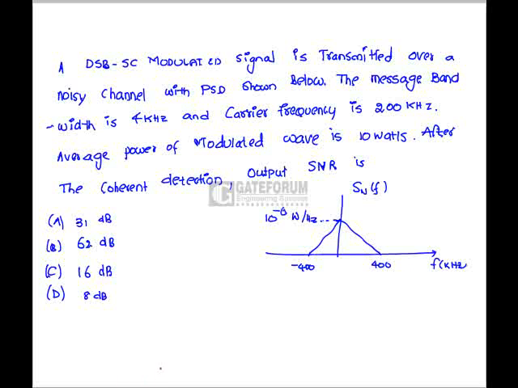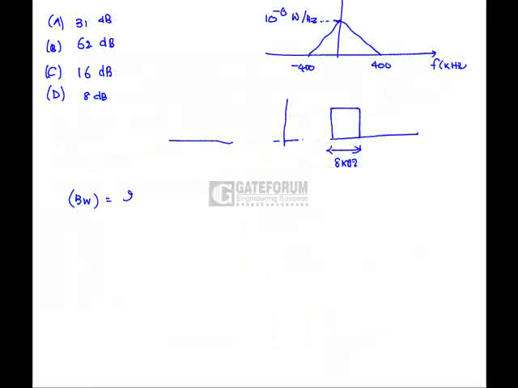Here the DSB-SC spectrum is given as follows: double sideband suppressed carrier. The bandwidth is 8 kHz, because the bandwidth in case of DSB-SC is nothing but 2 fm. fm is the bandwidth of the message signal, that is 4 kHz, so it is 8 kHz. It is distributed around the center frequency, that is 200 kHz. In a similar way, this is minus 200 kHz and the bandwidth is 8 kHz.